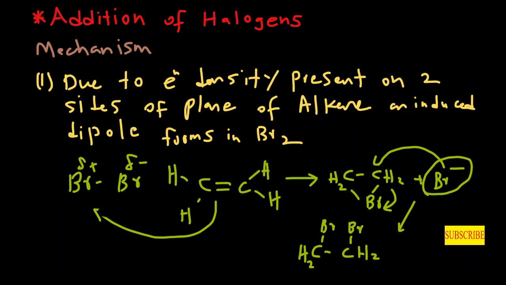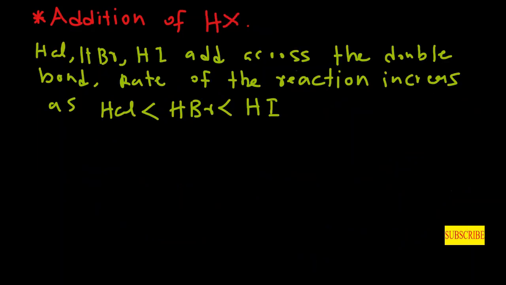In this mechanism, this Br minus is attacked immediately by the cation to form our final product, this one. As the second part of this video, we are going to consider the addition mechanism of HX molecules to alkenes.